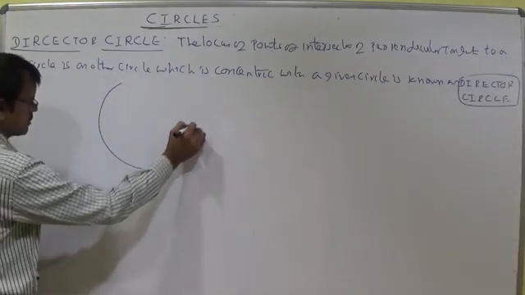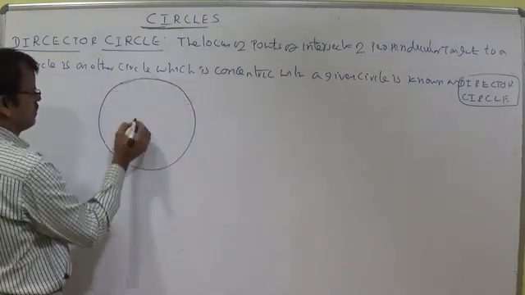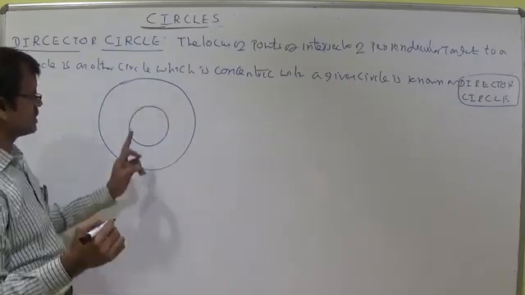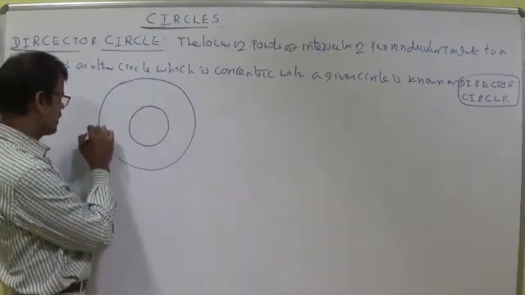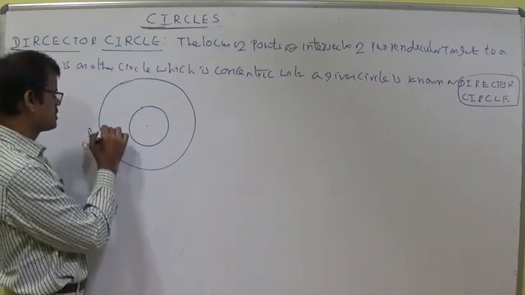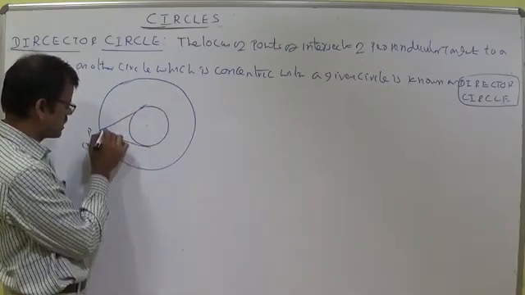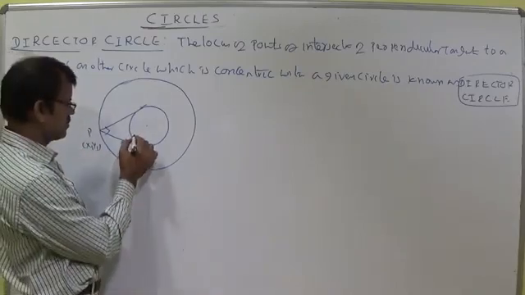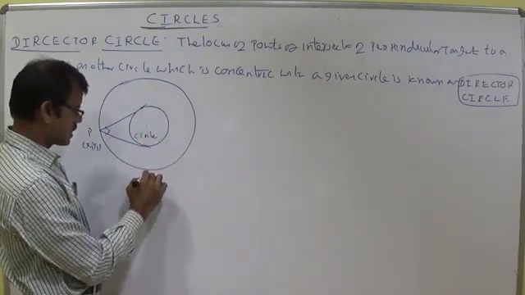Draw like this. Students, this is the original circle. This is your external point P(x1, y1). From this point, we have drawn tangents which are perpendicular. This is the original circle, and this is the director circle.